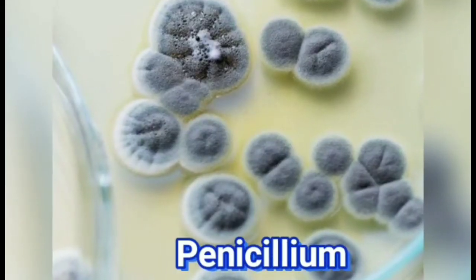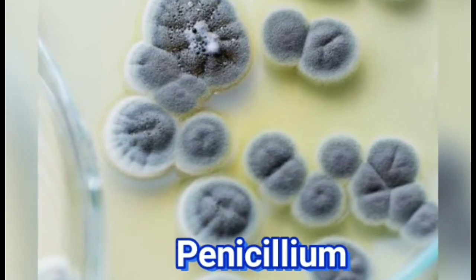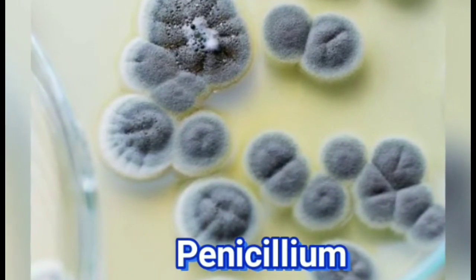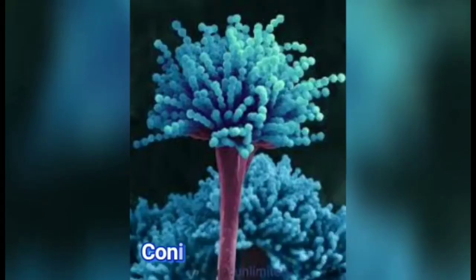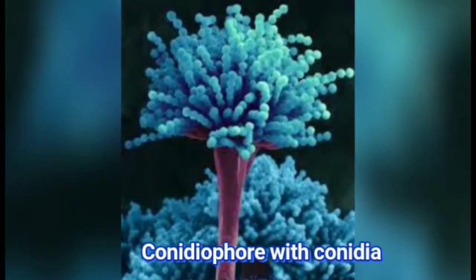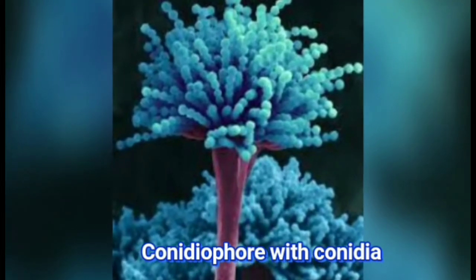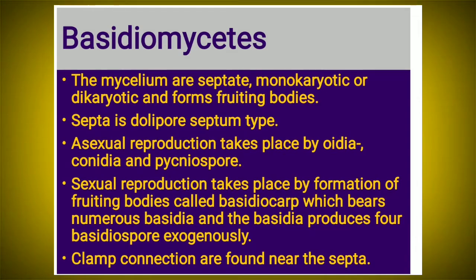Then this is the cultured picture of Penicillium, which is a very common fungi for yielding an antibiotic. This picture shows the formation of conidia over the conidiophore, which is seen in this class Ascomycetes. The next important class of fungi is Basidiomycetes. It is also called club fungi or bracket fungi.